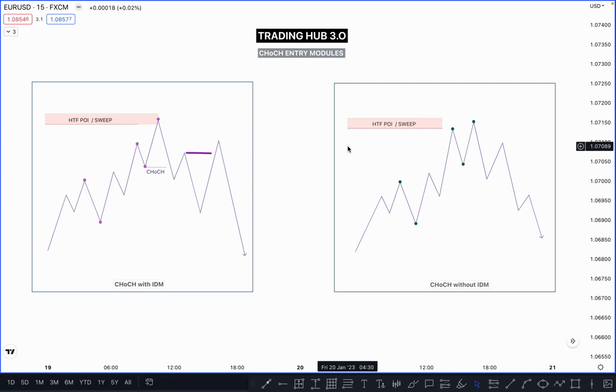Now let me show you another diagram. In the next diagram, you can see this one is our choke without inducement. In this case, you don't need to wait for the choke. You can immediately sell after taking out the previous high. Let me explain. When the market taps your PY zone and sweeps the higher time frame here, you have to follow a similar rule. After the choke, you can sell here. Look at this one. This one is our change of character. You can immediately sell here in this case.